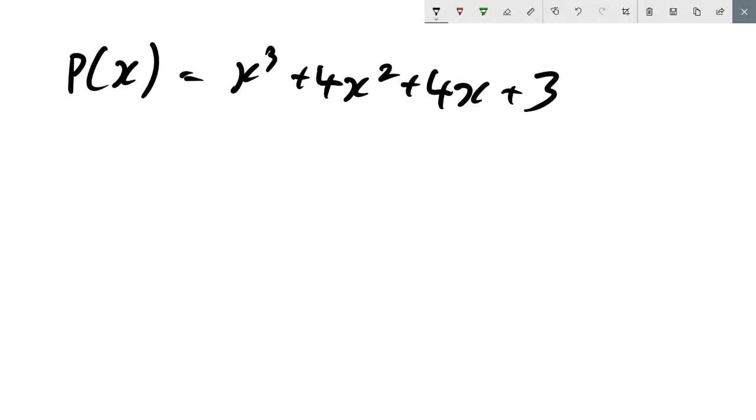In this video, we're going to be talking about the remainder theorem and the factor theorem and how we use them to factor polynomials. So in front of me here, I have a cubic, x cubed plus 4x squared plus 4x plus 3. And I'm going to divide this polynomial by x minus 1. So let's divide by x minus 1.